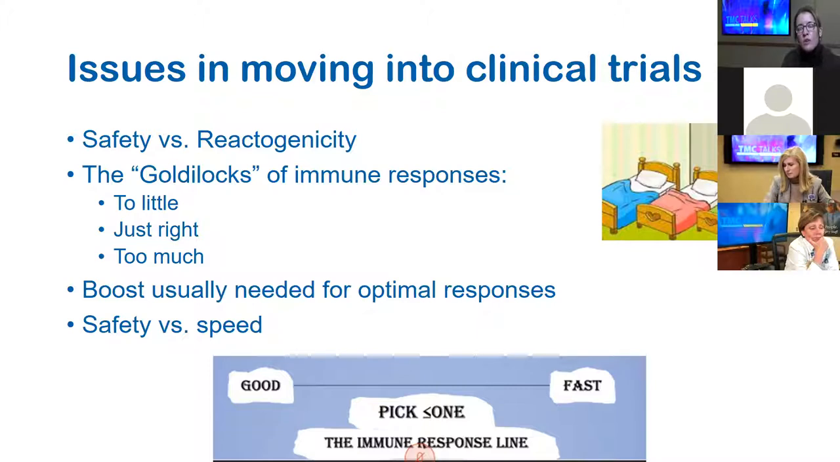Usually we need boosting doses in order to achieve protection. 5 out of the 6 vaccines that are currently being studied need 2 doses as opposed to 1. And we have to be very careful with evaluating safety versus speed. We want to be safe before we are speedy. We will move as fast as we can, but not if that compromises safety.